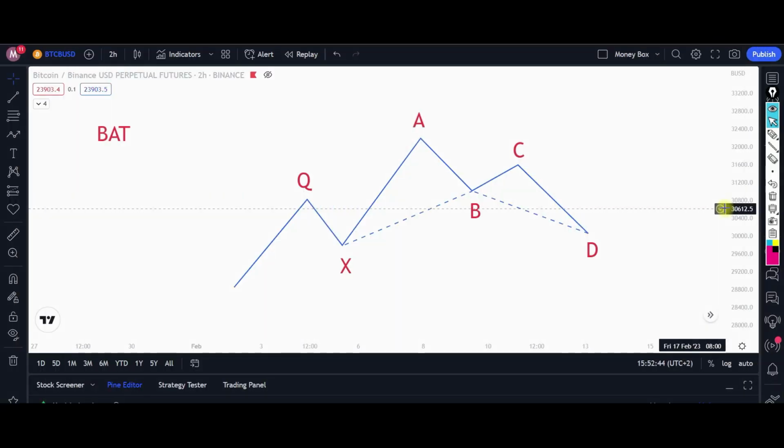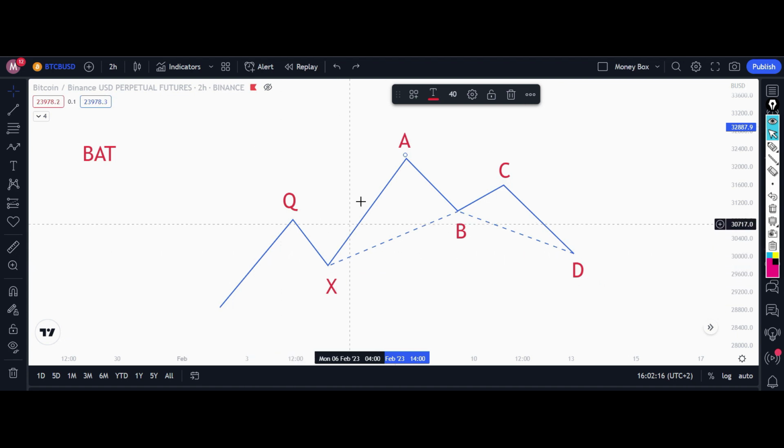Bat pattern is one of the favorite patterns among professional traders with its high risk-reward ratio, because you can enter a position with the bat pattern by using a considerably short stop-loss level, and that brings you a higher risk-reward ratio than most of the other patterns. Let's start drawing the bat pattern with a swing. Here is Q and here is A.